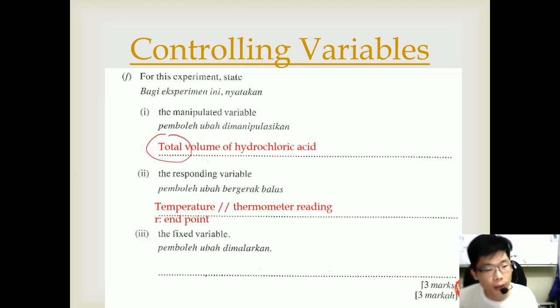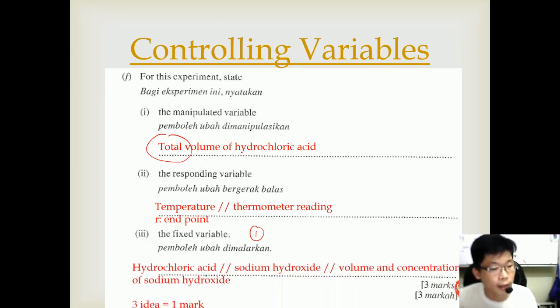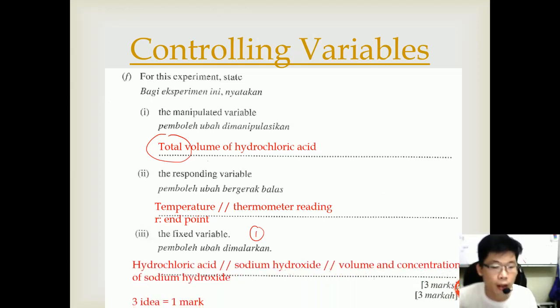Okay. Then in the fixed variable, just need to put the most important ones. For example, you can get from the questions, there is hydrochloric acid and sodium hydroxide: the volume and concentration of hydrochloric acid, as well as the volume and concentration of sodium hydroxide. Okay, so based on these variables, MV will be the total volume of hydrochloric acid. Responding variable will be the temperature. Okay, so based on this MV and RV, we can write the hypothesis easily.